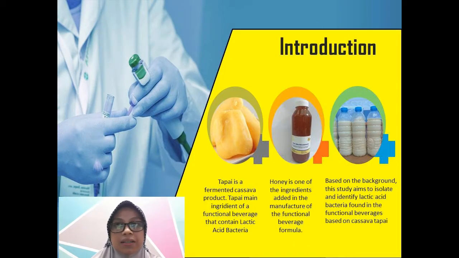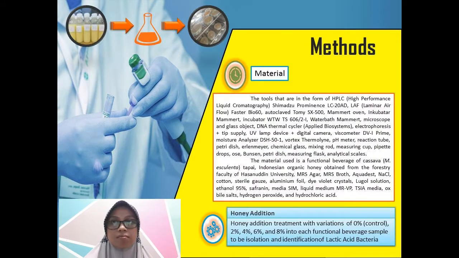Introduction. Tapai is a fermented cassava product. Tapai is the main ingredient of the functional beverage that contains lactic acid bacteria. Next, honey. Honey is one of the ingredients in the manufacture of the functional beverage formula. Based on the background, this study aimed to identify lactic acid bacteria found in the functional beverage based on cassava.